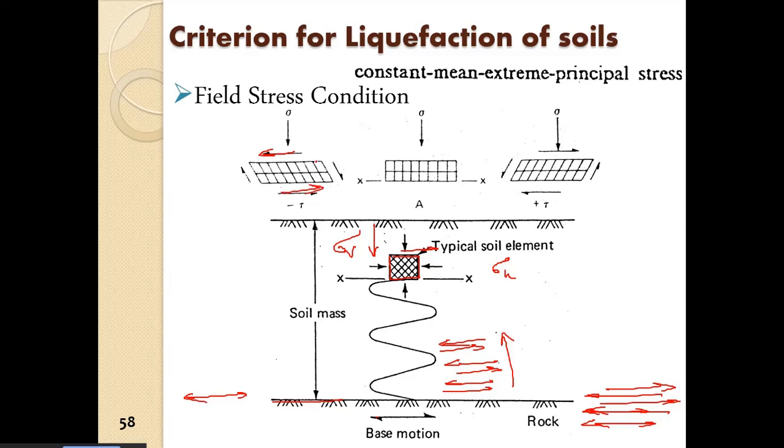So it deforms the soil element in this manner, and then again it deforms the other way. It reverses direction, so there is shearing in this way. But here, sigma V and sigma H remain constant. That is why the researchers called this state the constant mean state, with extreme principal stresses.